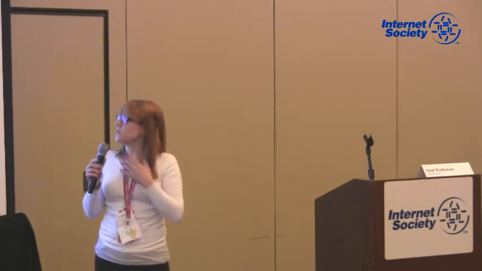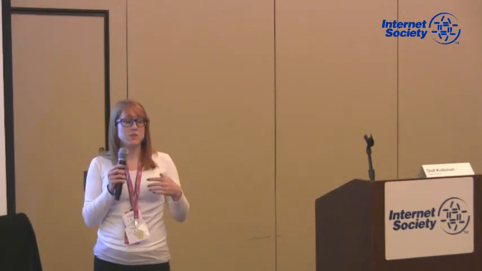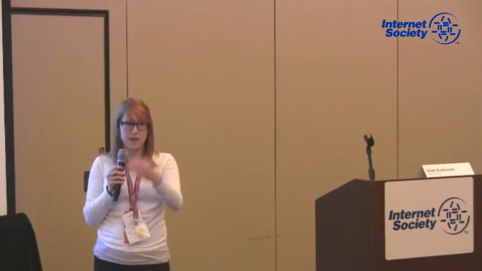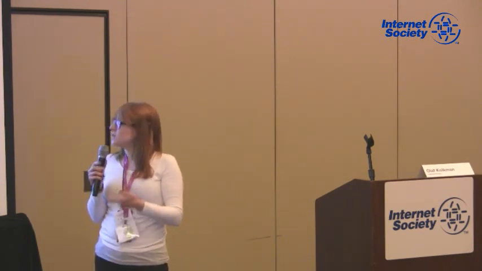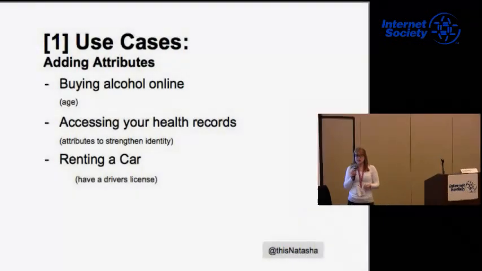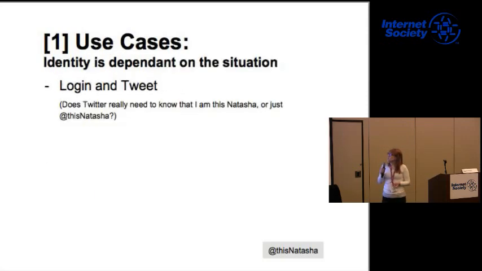But the same could be true with health records. If I want to access my health records, maybe you could use some attributes to help you gain access into that, so that you're proving your identity perhaps with some of your attributes. And the same sort of thing as buying alcohol online would be the same as renting a car. Do you own a driver's license? Is it still in date, etc.? Cool, next slide, please. So, going back to my logging in and tweeting situation, I wanted to talk about identity being dependent on the situation.